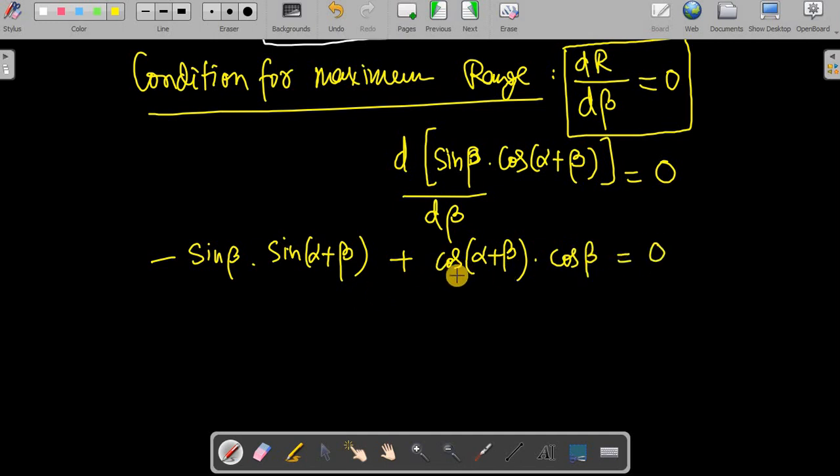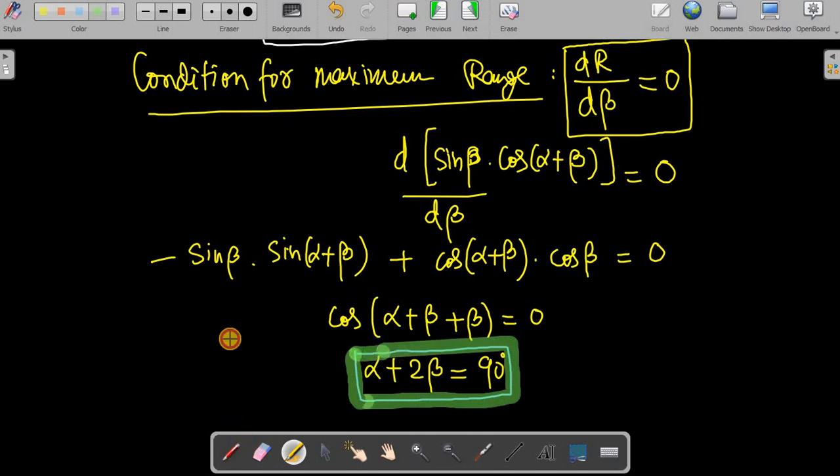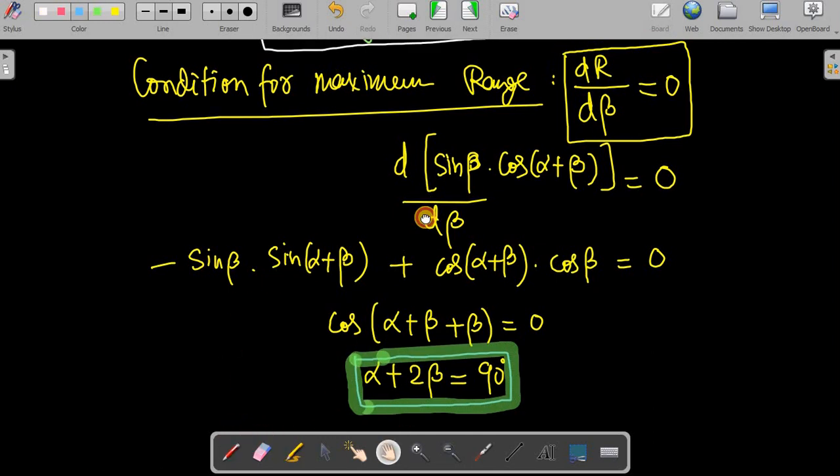So I think you can see that this is also cos a cos b minus sin a sin b, so it will become cos a plus b. This will become 0. So from here you can say alpha plus 2 beta must be 90 degrees. This is the condition which we are getting. Alpha plus 2 beta must be 90. It's an important condition for inclined projectile motion. You can remember this result. There is a full derivation also here.